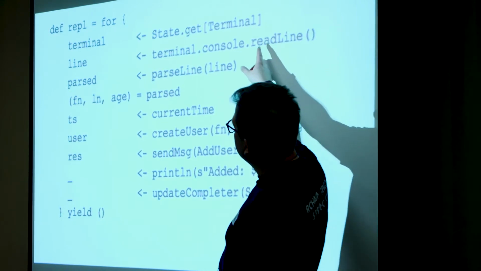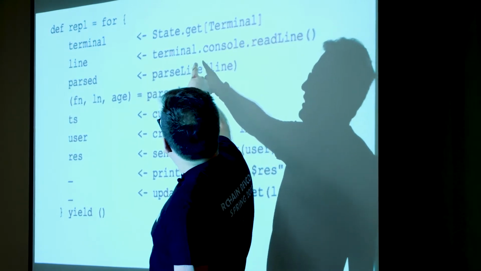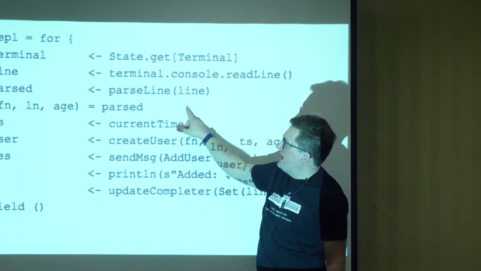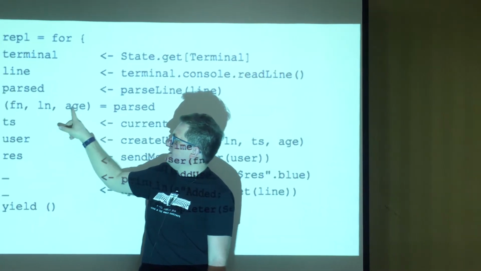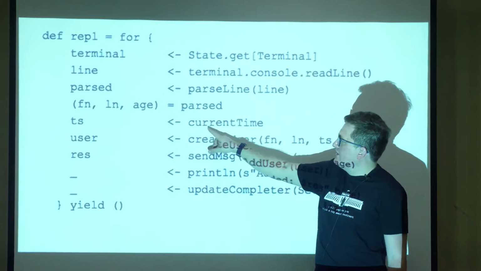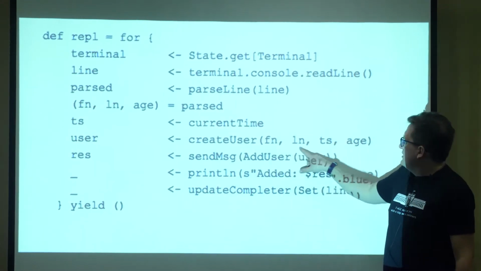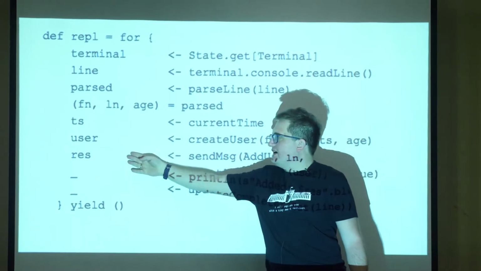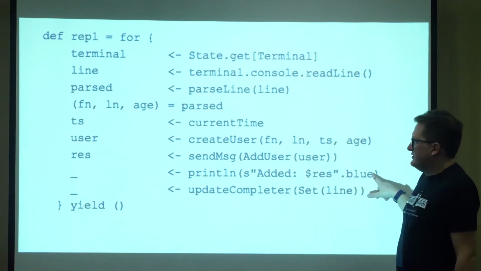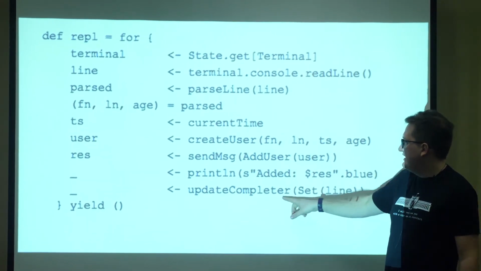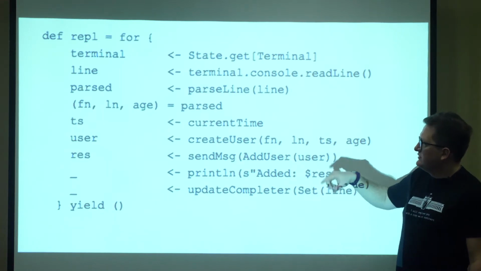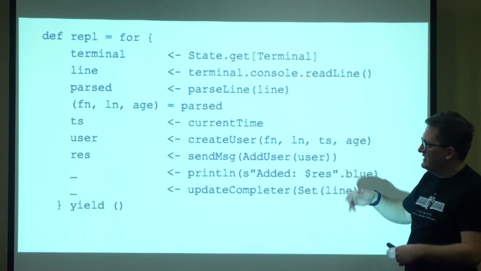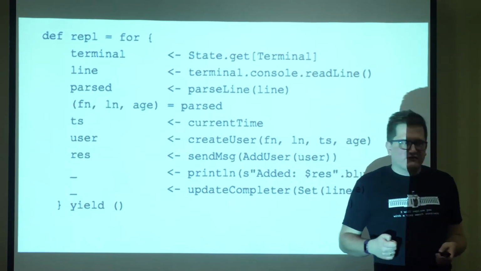So from the state we could get the terminal. We could read the line from the terminal. Then we could parse that line, which will give us a first name, last name, and age. Having that, we would collect the current timestamp, create a user with all the arguments that are needed, send that message, and if we get the result back from the server, we would just print it out. At the very end, we would update the completer with our line. So the user inserted the line over here, and we update our completer so that the next time the REPL is used, that line is available for completion.